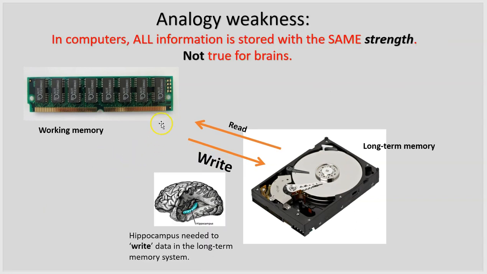Now, there is a weakness with this computer analogy. After all, in computers, all information is stored with the same strength, and that's not true for brains. You might know that in computers, it's a binary language. You use ones and zeros to store information. Chains of ones and zeros can represent information. There is no sense in which one piece of information is stored more strongly or weakly than some other bit of information on the hard drive.